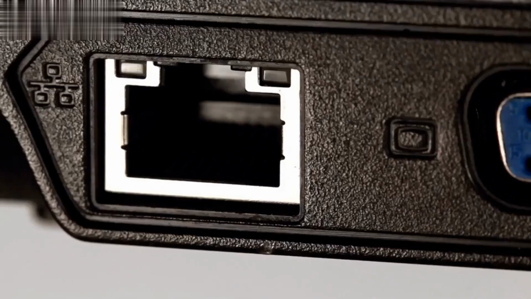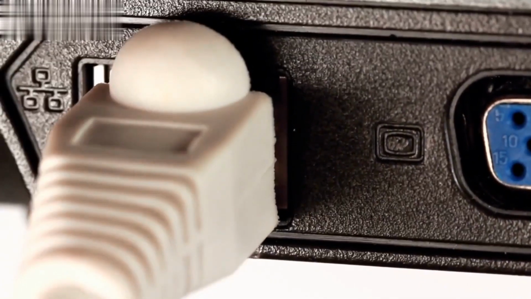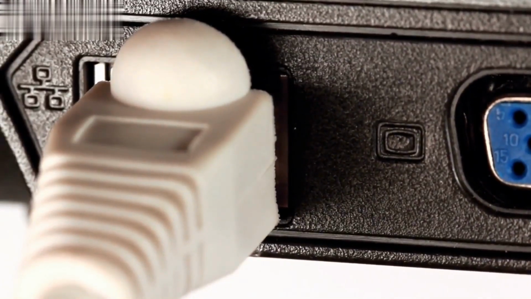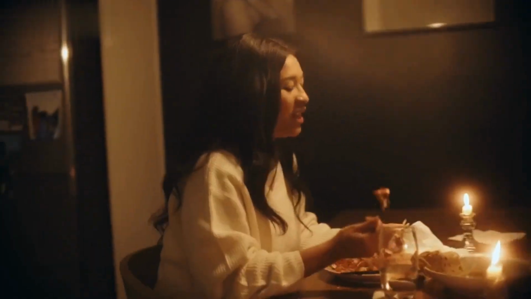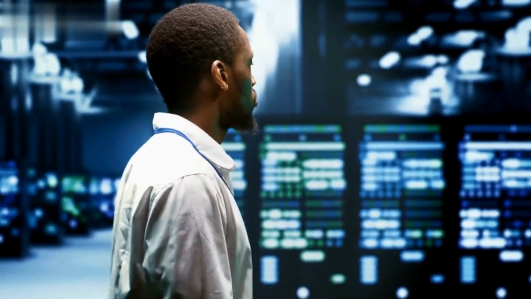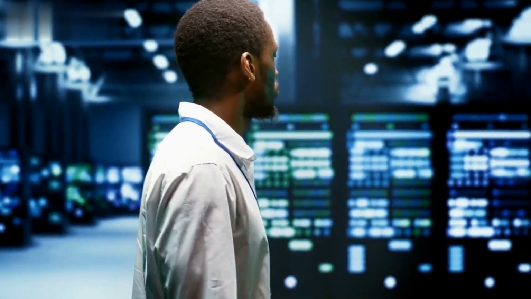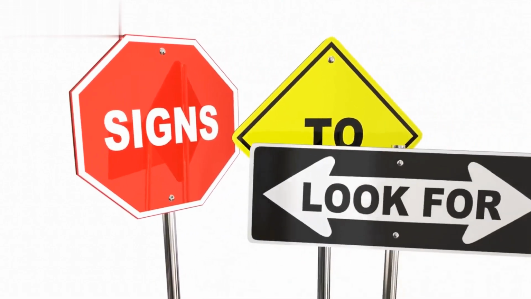4. Enable port security. Configure port security on your network switches to only allow specific MAC addresses to connect. This prevents MAC spoofing attempts. 5. Network monitoring. Keep a vigilant eye on your network by employing intrusion detection systems, IDS, and intrusion prevention systems, IPS. These watchful guardians will alert you of any suspicious activities.